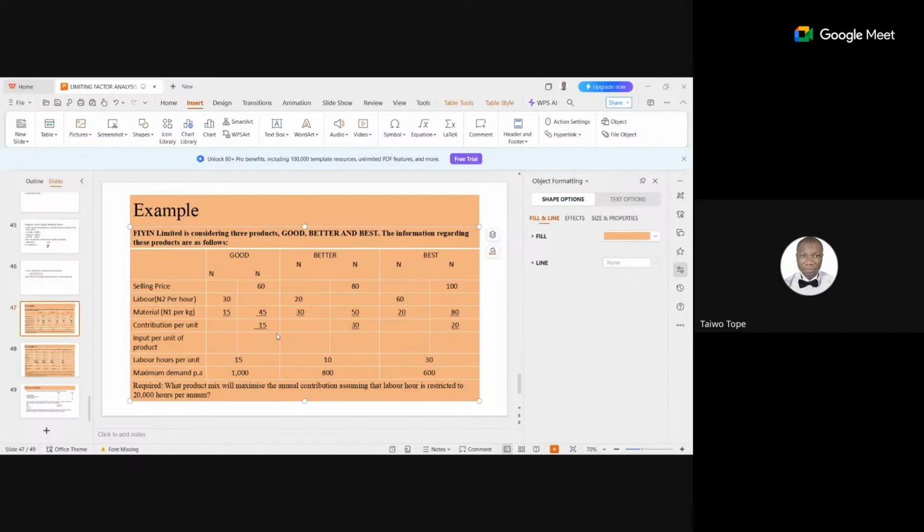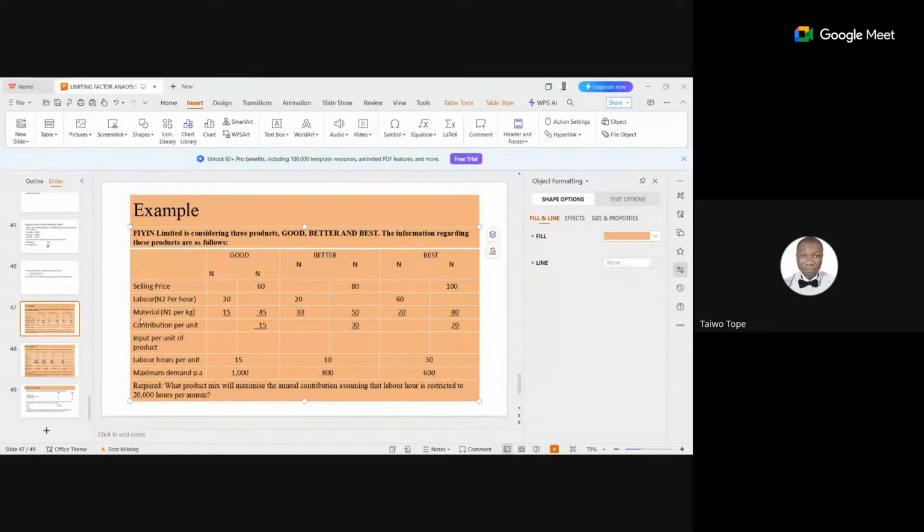So now, looking at this question, if this is your first time of seeing it, look at it again. Now, you have 3 products: good, better, and best. Fine. Now we have selling price for good for 1 unit is 60 naira. For better, the selling price is 80 naira. For best, selling price for 1 unit is 100 naira.